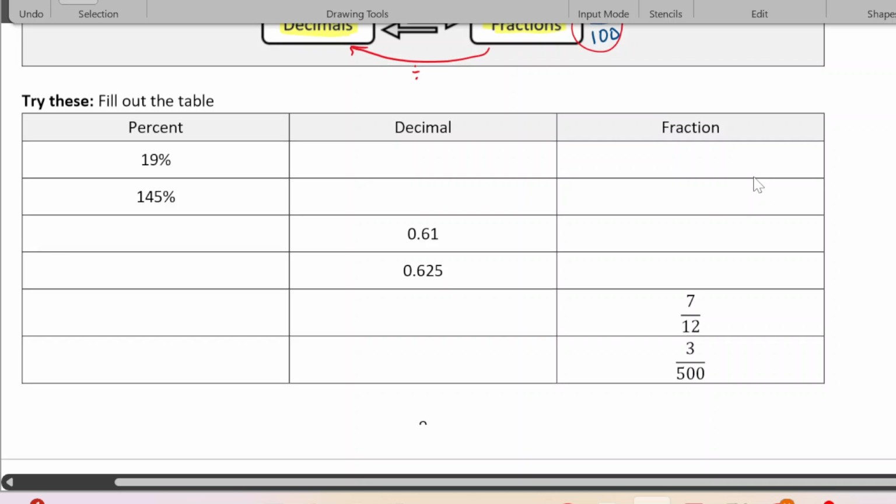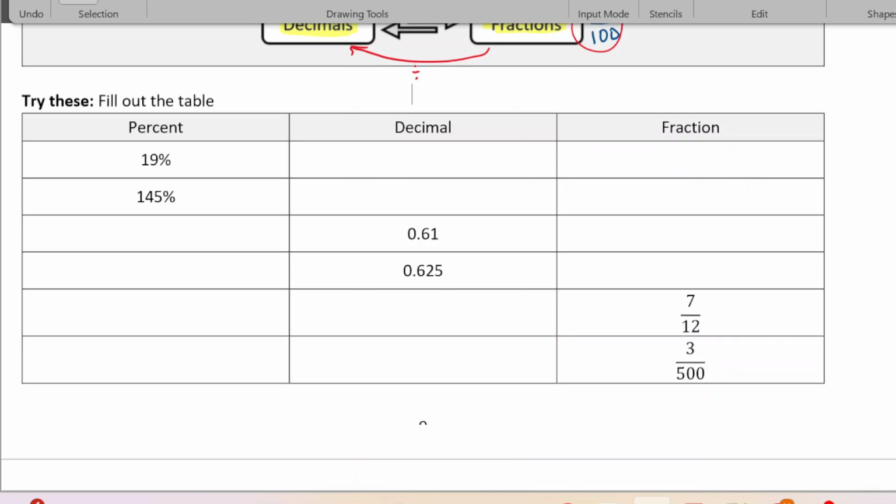Let's do this in a table. So percent to a decimal, we just write it as a decimal. So 0.19 is 19 hundredths. And as a fraction, 19 out of 100.